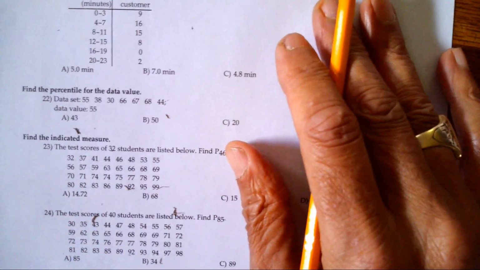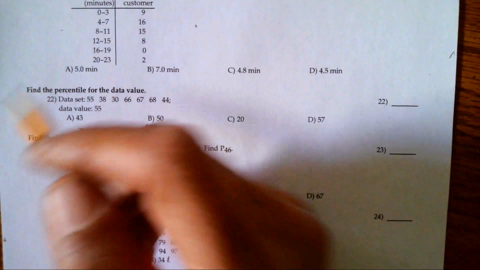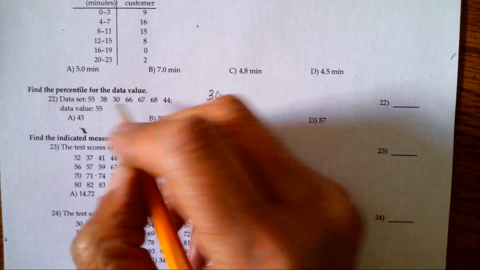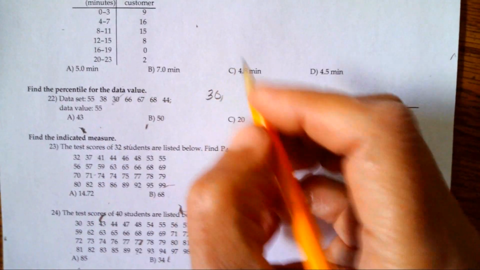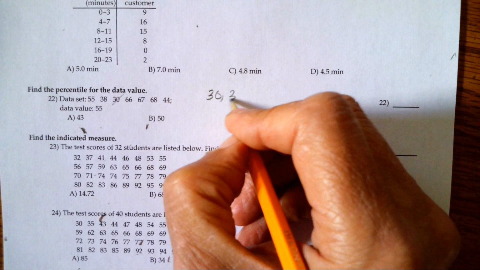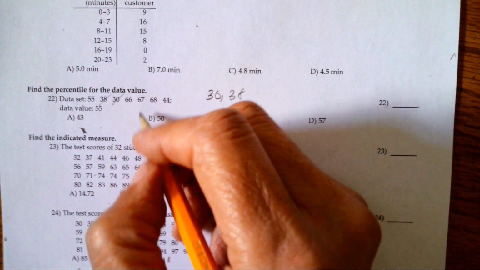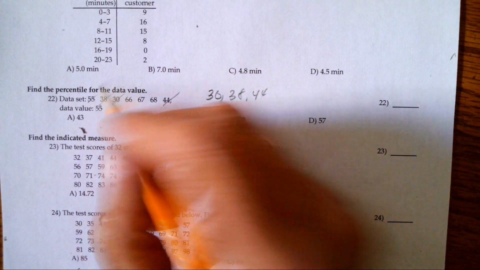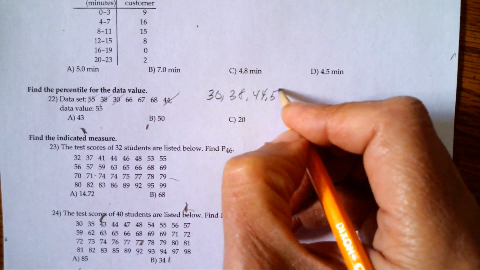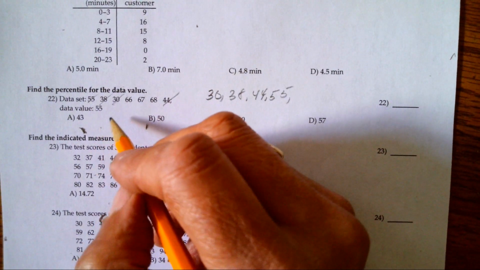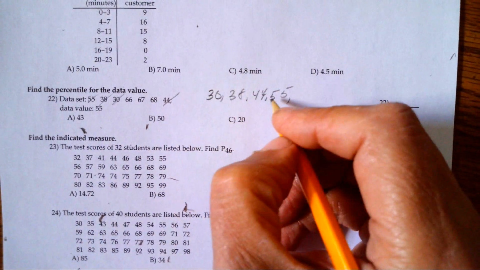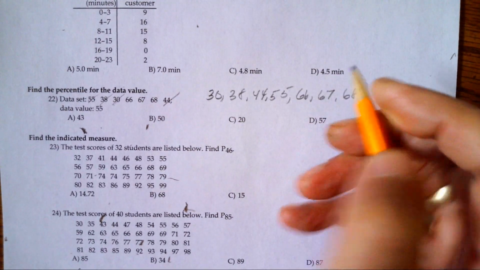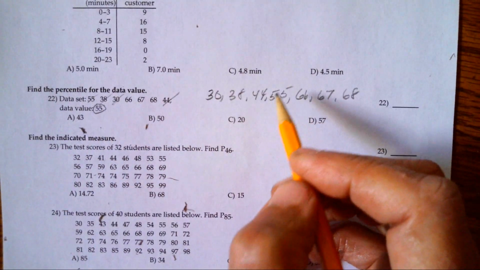Percentile. First thing I need to do is to put the numbers in order, from smallest to largest. So I got a 30. And let's see, the next biggest number is a 38. Next biggest number is 44. Then I got a 55. And then a 66, a 67, and a 68. And he's asking me, what's the percentile for 55?